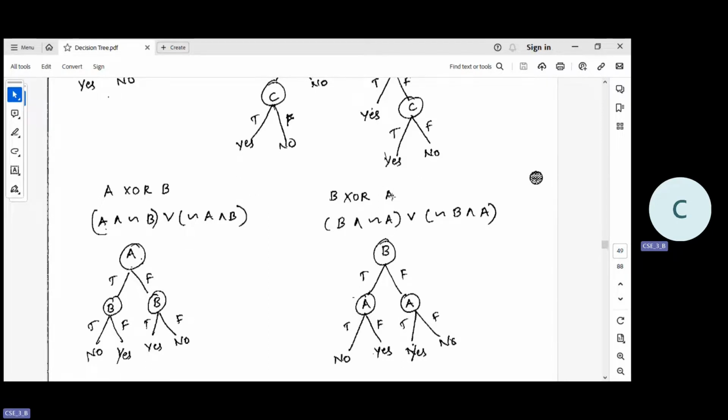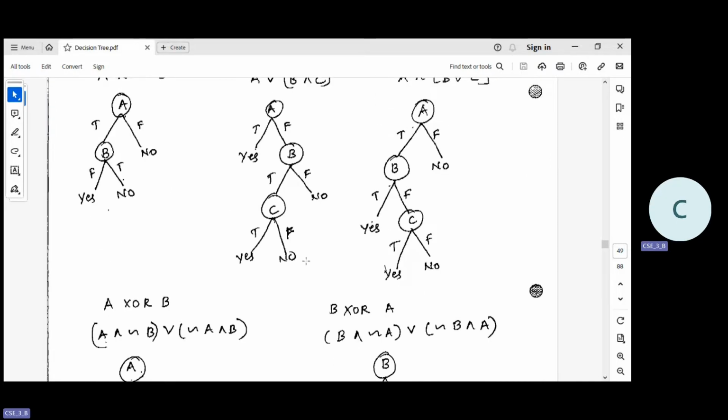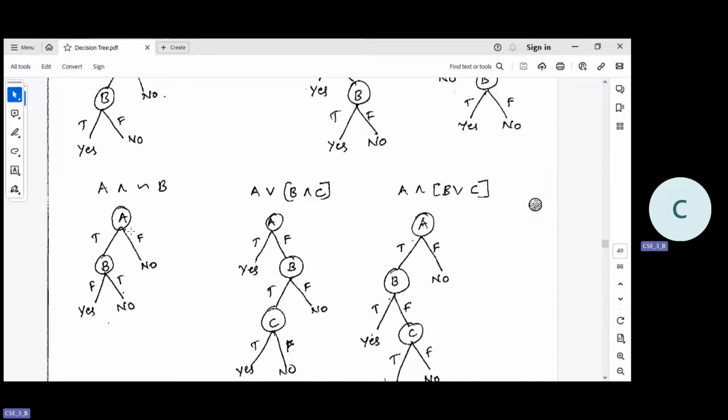So let us understand in a very clear way, A XOR B. We can observe here, we are going to split this and write it in this way, that is A and negation of B, or negation of A and B. Now we have to write the tree based on the conditions like this, that is A and negation of B.